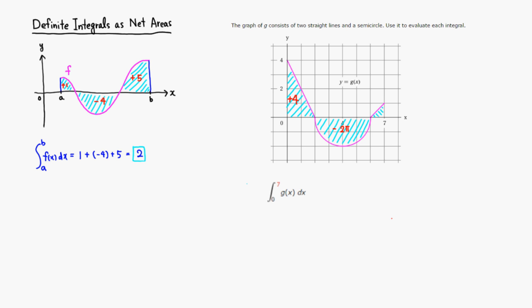So let's use the red color just to be consistent. Therefore, this is going to be 4 plus 1/2, which is 9 halves. And you have a negative contribution, which is 2 pi. So this is the value of the integral from 0 to 7 of g of x dx. That's it. I hope that this was clear.